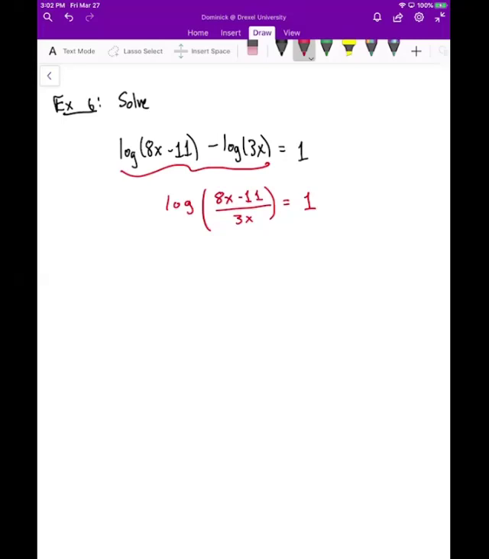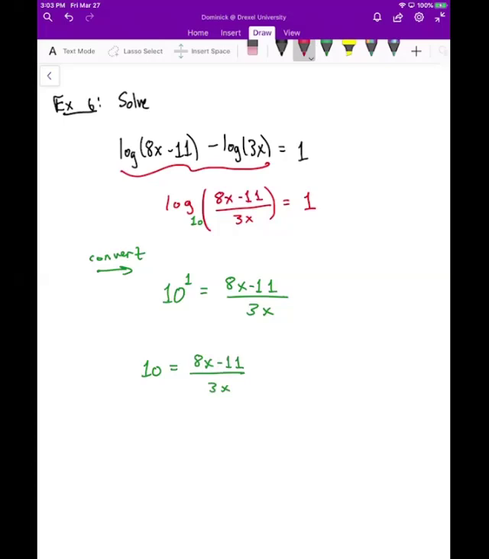Now, in this case, we don't have logs on both sides. So instead of saying we have log of something equals log of something, now we're just going to convert this to exponential form. So if we do that, if we don't see a base here, remember that is where we assume that we have a common log. So we can say that we have 10 to the first is equal to (8x minus 11) over 3x. Right, and of course 10 to the first is just 10, so we really have 10 equals (8x minus 11) over 3x.